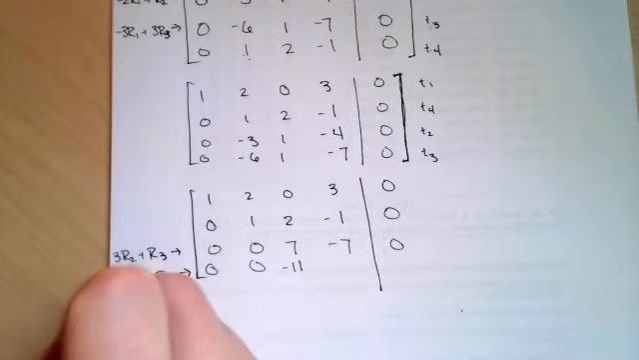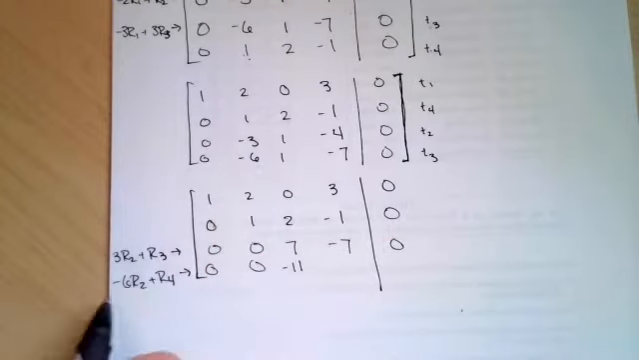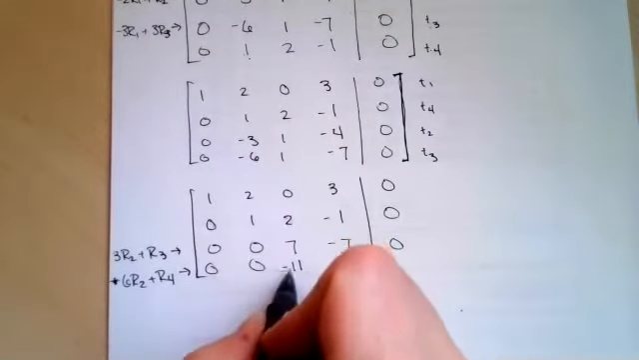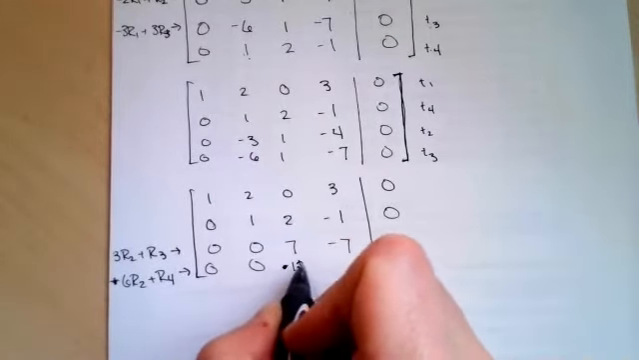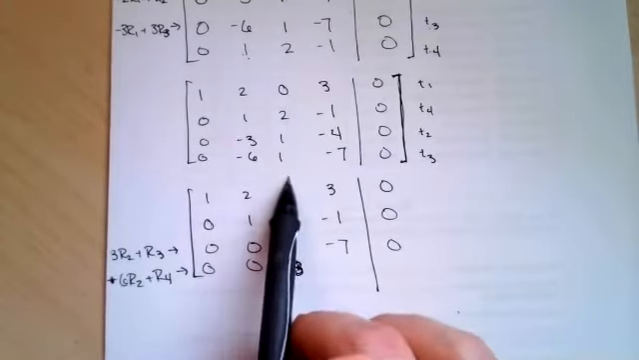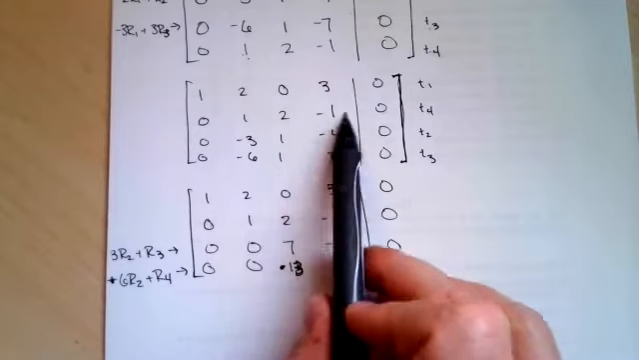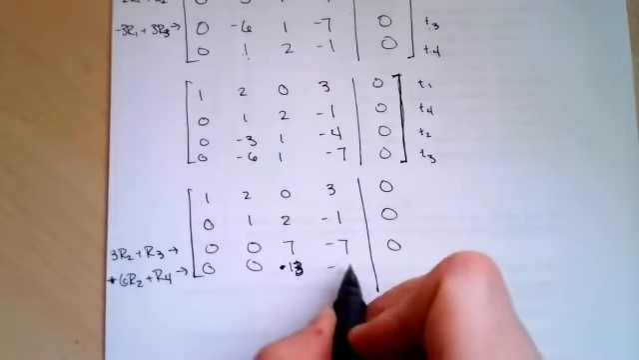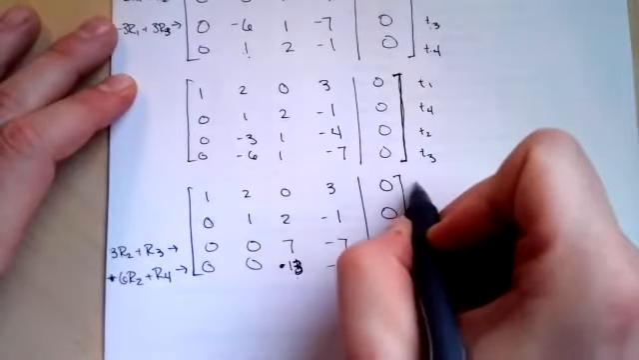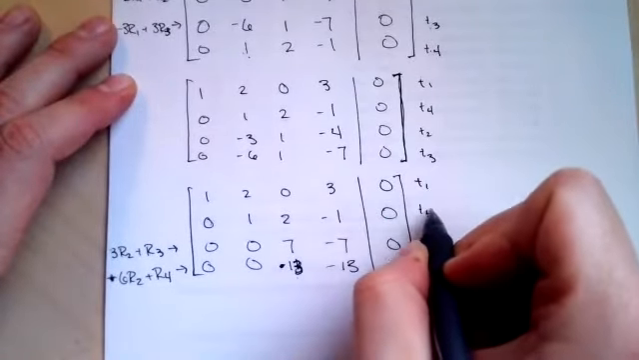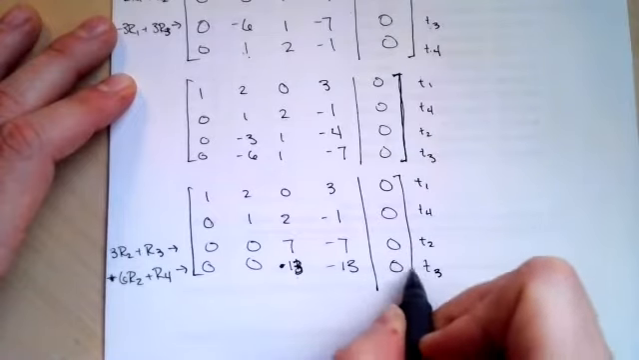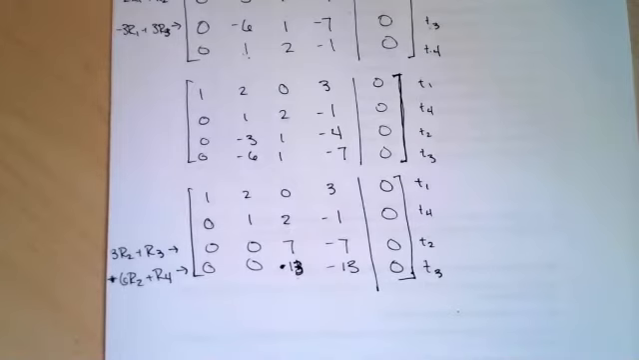Sorry, we don't need a minus there, do I? We've got a minus in that 6 already, so we want +6 row 2 plus that. So that'll give us 13 for that guy. So 6 and -1 give us -6, and 7 gives us -13 and 0. T1, T4, T2, and T3 were our order of our variables.